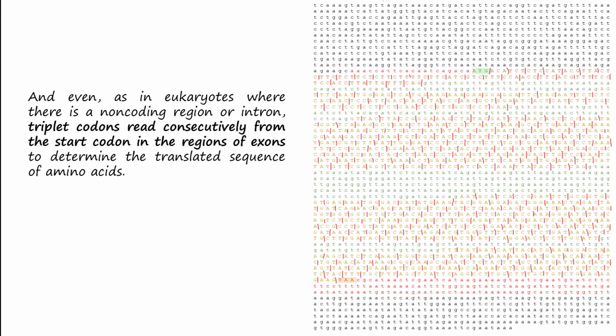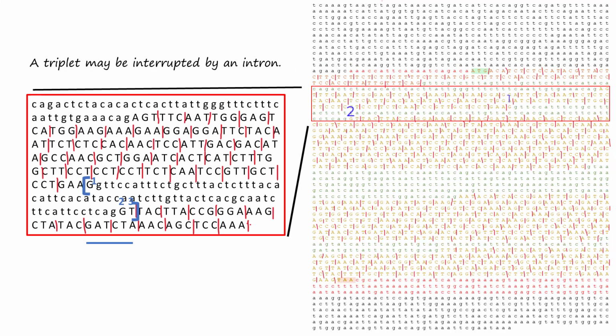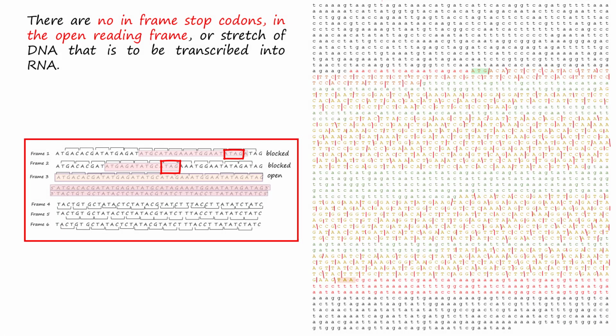And even in eukaryotes with non-coding regions or introns, triplet codons that determine amino acids are read consecutively from the start codon, but only in the exon regions. A triplet may be interrupted by an intron, but there can be no in-frame stop codons in the stretch of DNA to be transcribed into RNA, that is, the open reading frame.